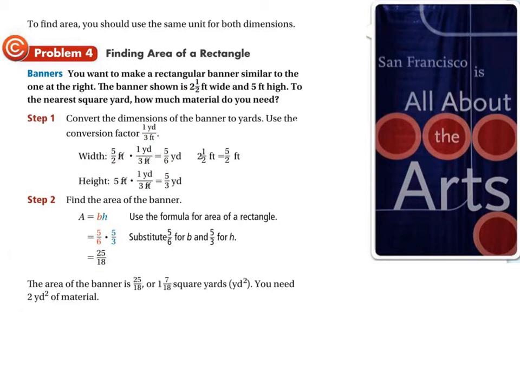into a mixed number. So 1 7/18 square yards, because remember, you didn't only just multiply these numbers, you also multiplied yards times yards. And anything times itself is that thing squared. Okay? And the question is, to the nearest square yard, how much material do you need? And since you obviously have to round up, you can't buy 1 square yard, that's not going to be enough, so you have to buy 2 square yards. Okay? Yours is probably slightly more doable.